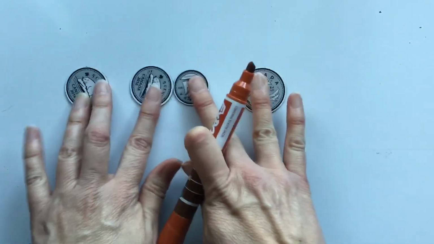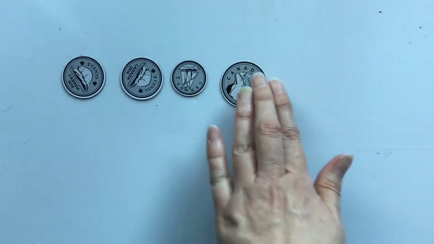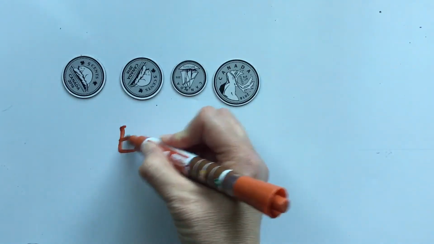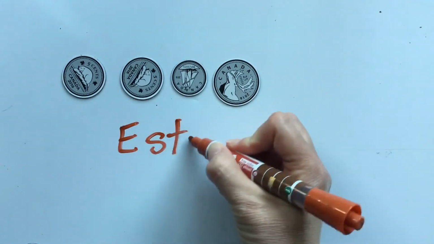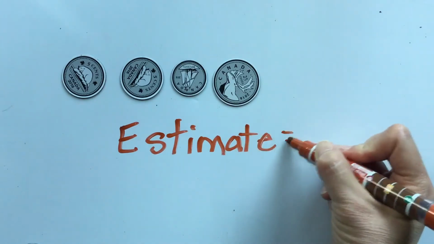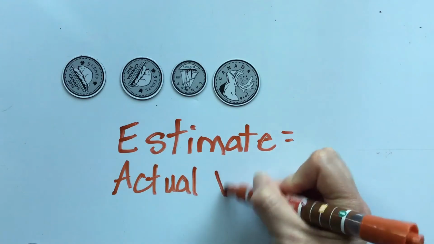Now, question number 8 is a little bit interesting. It asks you 2 questions. So it's going to give you just a group of coins. And again, random order. Now, it's going to ask you 2 things. Make an estimate, and then give me the actual value. Okay, so those are the 2 questions it's going to ask you on a chart.